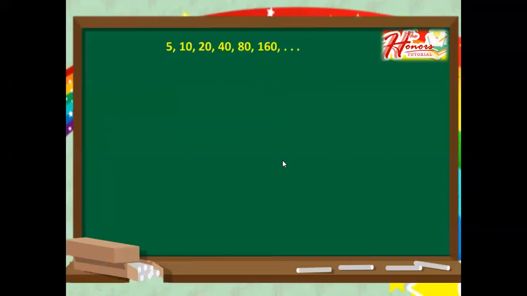So let us have our example here. We have 5, 10, 20, 40, 80, 160, and so on and so forth. So let us have our solution. The first thing that we have to identify here is, what is our a sub 1? So a sub 1 here is 5.